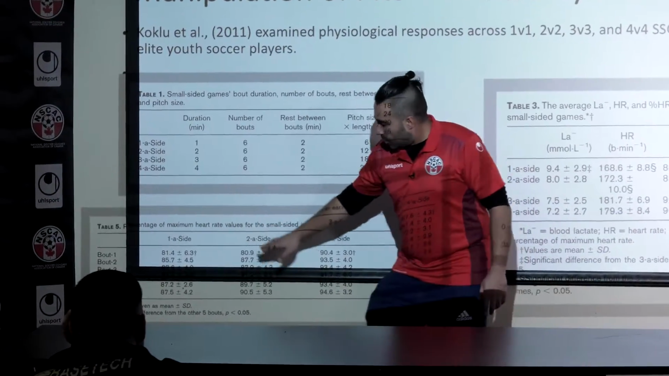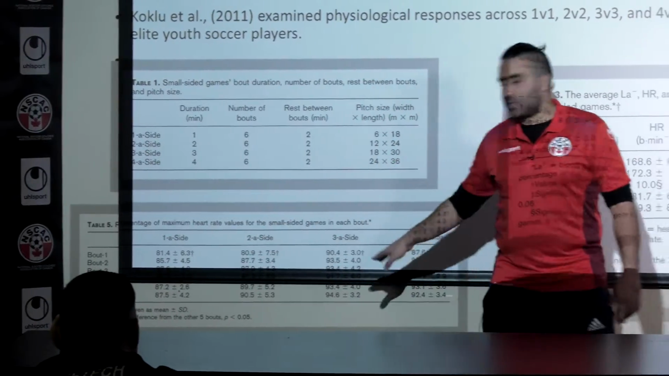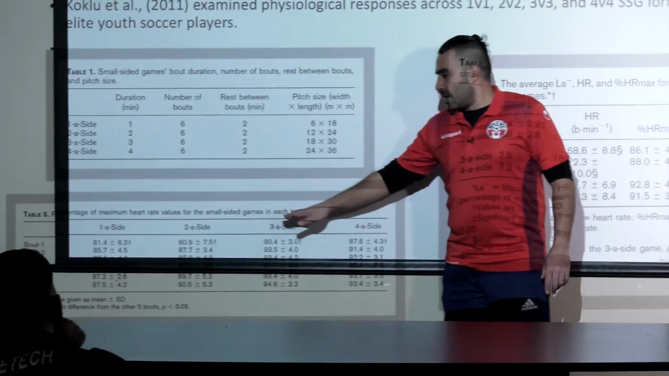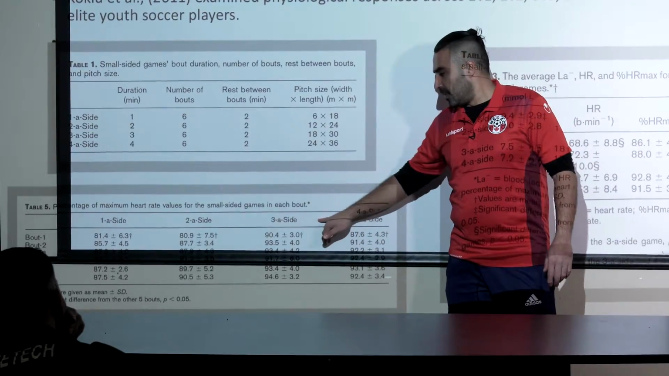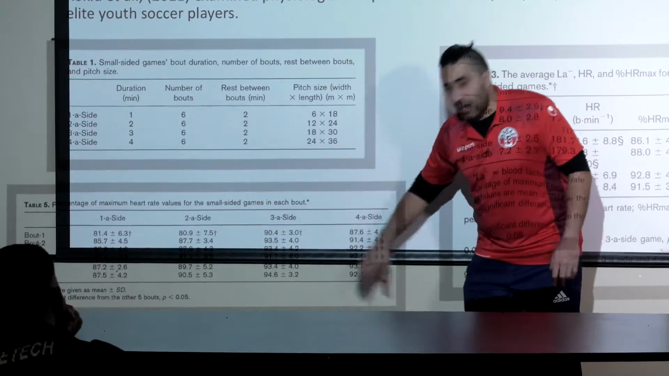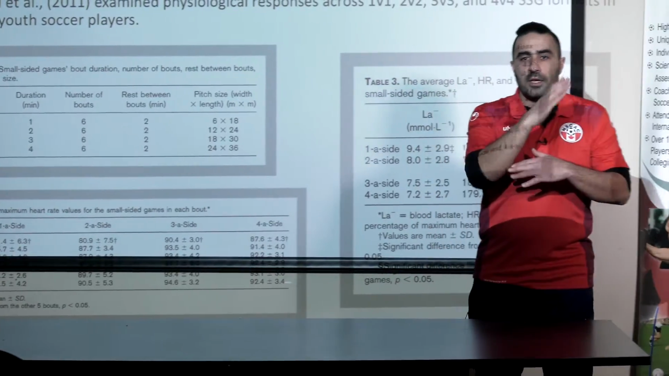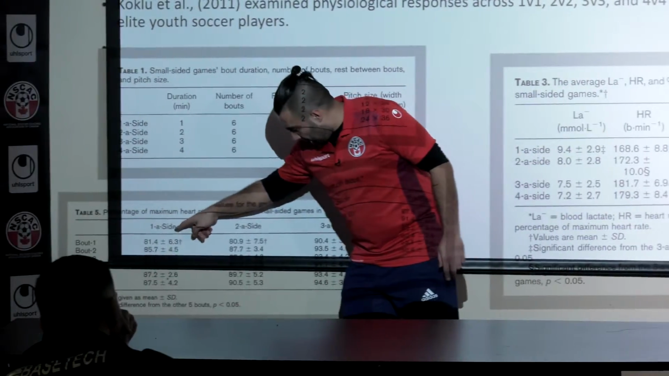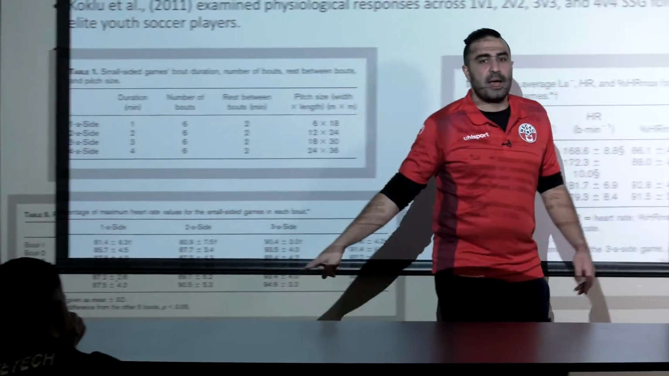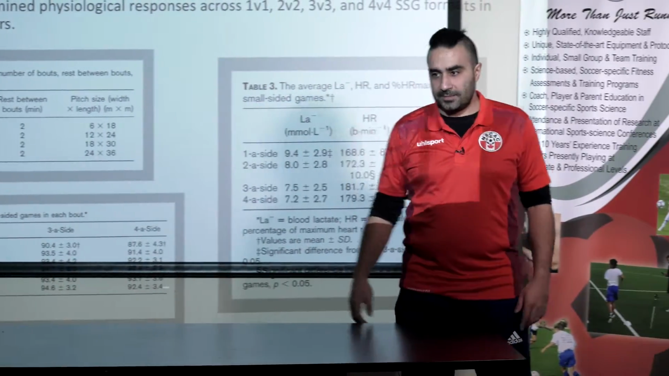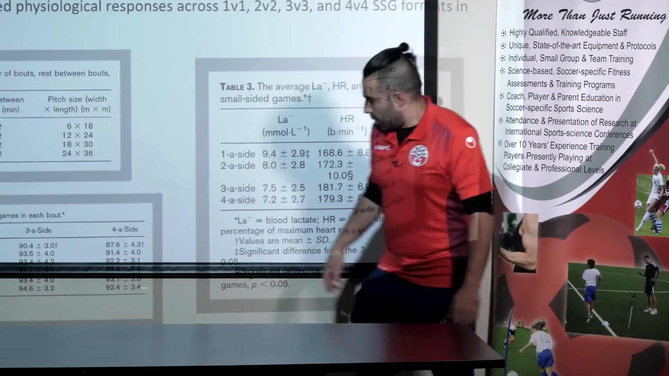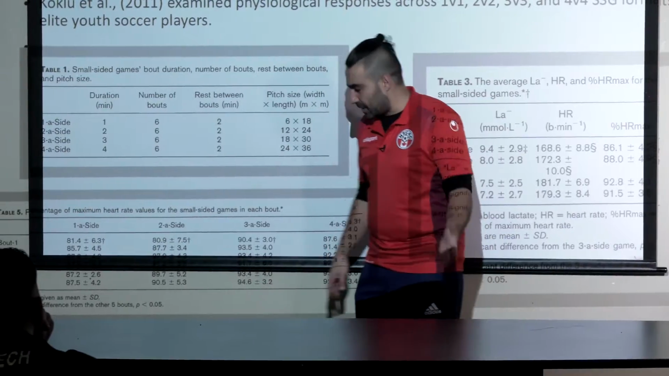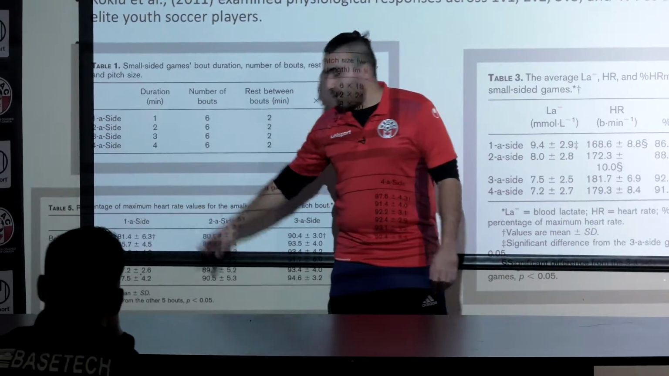In all of them, you start with a relatively low heart rate. But all of a sudden, when you have the 3v3 and the 4v4, the heart rate essentially spikes. So by the 6th bout, by the last bout, the 1v1 has essentially caught up to the second bout of the larger formats. Whereas the 6th bout in all of them, the 4v4 was 92% of their max, 3v3 was 95% of their max, 2v2 was 91, 1v1 was 88.